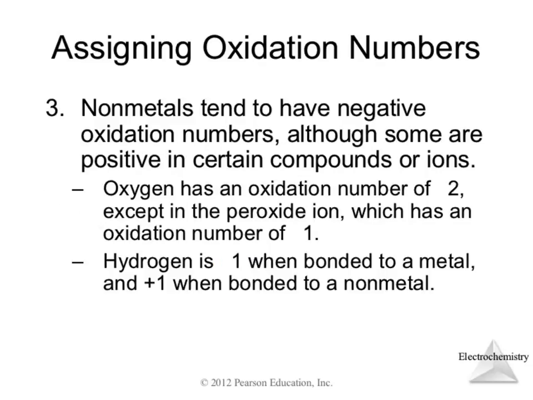Nonmetals tend to have negative oxidation numbers, though some are positive in certain compounds and ions. Okay, so we're saying all of our nonmetals, our rightmost elements on our periodic table, are typically negative. Okay, why are they typically negative? Because they have higher electronegativity. They're attracting electrons towards them. So typically when we put them into compounds, what do they do? They steal electrons from other atoms. Of course they're negative. Okay? Except under very particular circumstances.